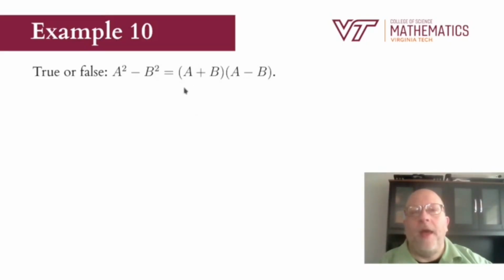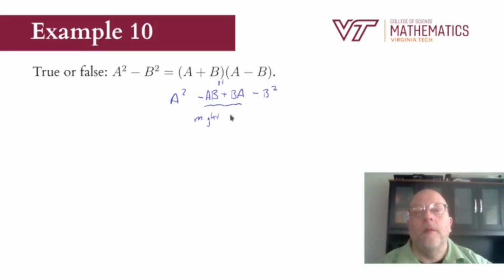If we FOIL this back out, we get A times A is A squared. Outer is minus A times B, but inner is plus B times A. And last is B times negative B, that's minus B squared. The right side is equal to this, and these might not cancel. For numbers, we can say negative AB and BA is the same as negative AB and positive AB, and so they cancel. But for matrices, they might not. And so this statement is also false.